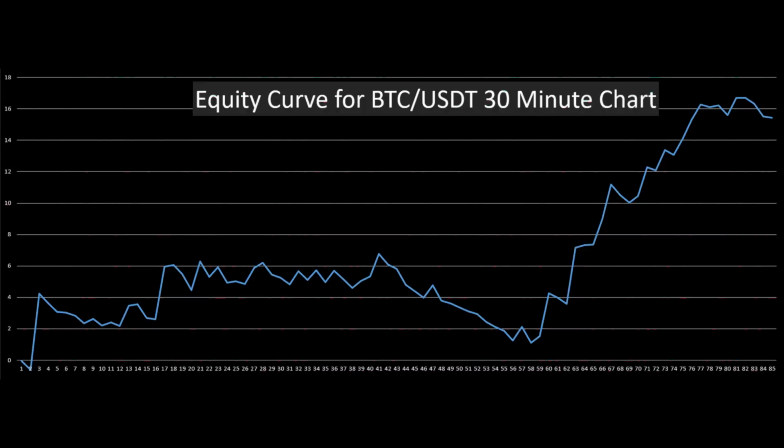Now let's see the equity curve. As you can see, from the start we had a nice uptrending move, then the strategy slowly continued this uptrend. After that we had a big losing streak, and from the 59th trade the strategy started to really work well, bringing us to a total of 15% gain on the account.